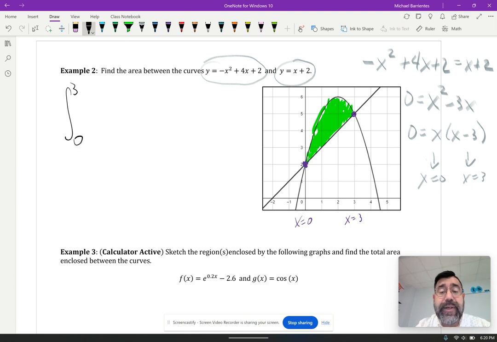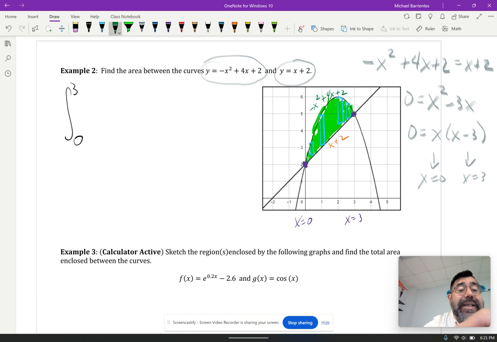Great. Next part, I'm going to draw a representative rectangle. You can draw it wherever you want. I just want to check which function is on top, which is on the bottom, and whether that is always the case. Wherever I draw a rectangle, which function is always the top boundary? Because that is the one I write in first. So negative x squared plus 4x plus 2, this curve, is always the top part. And the line, x plus 2, is always the bottom part.